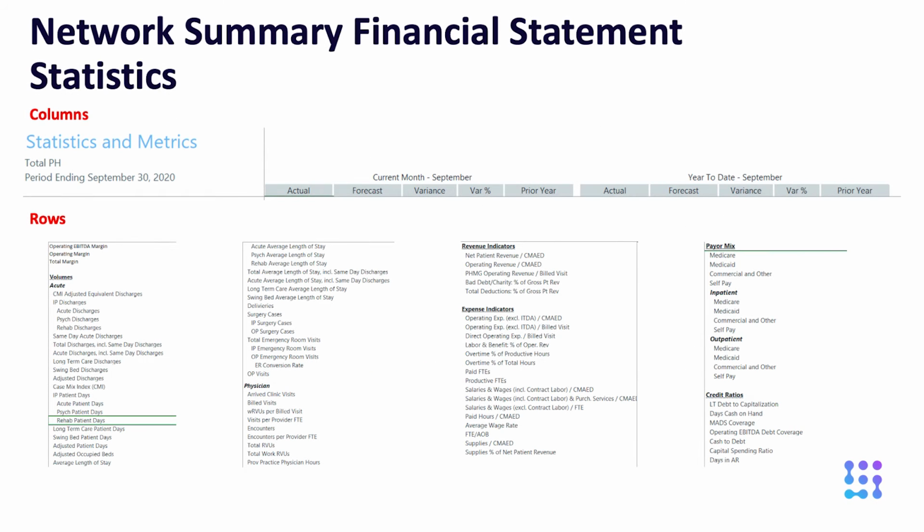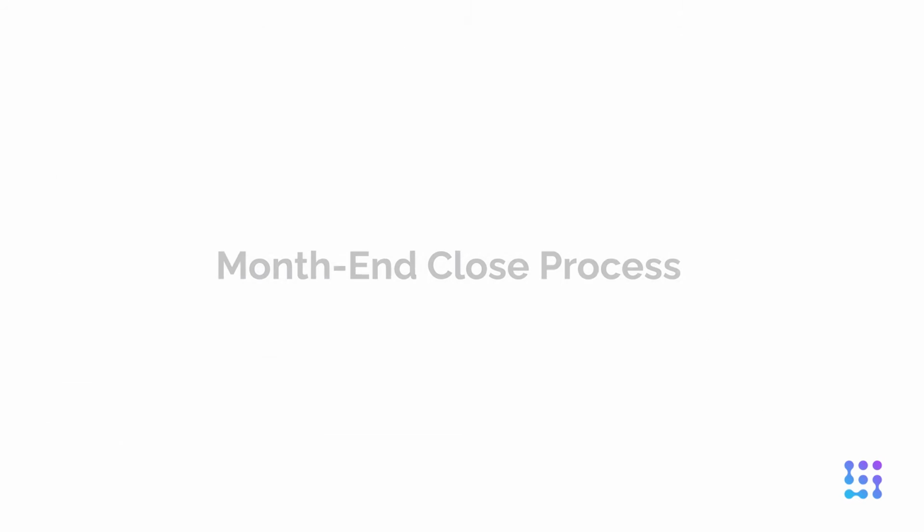And then for the financial statement, these are the levels that we are currently reporting on for the income statement. And also the columns. You can see we have actual, forecast, the variance to forecast, and prior year displayed.